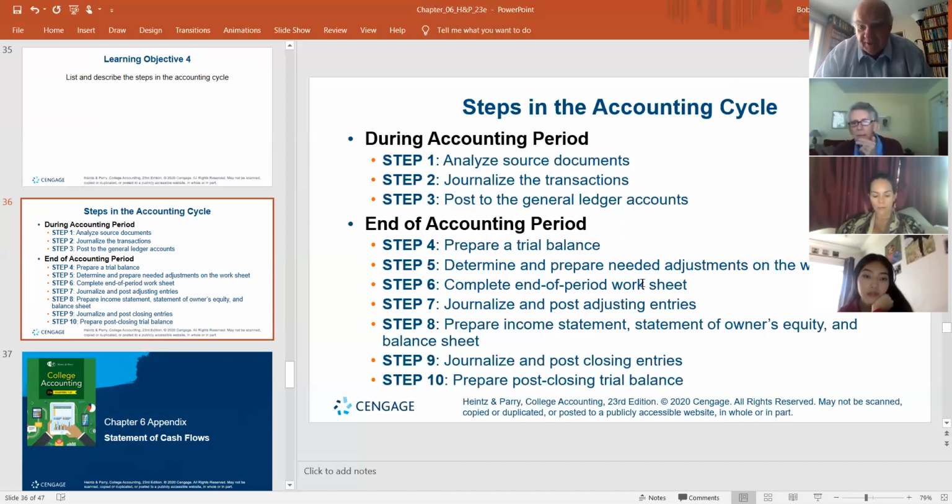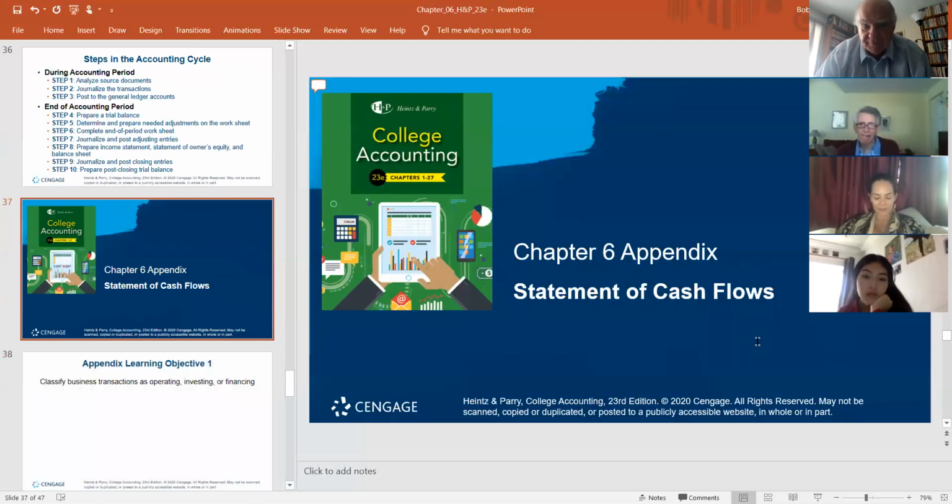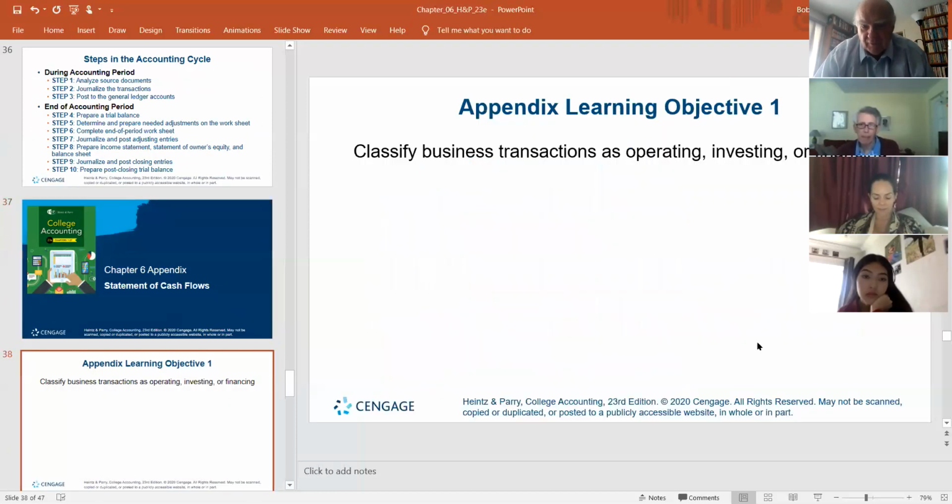So you prepare those entries, and you get a new, revised, adjusted trial balance, and now you're ready to finish your worksheet. And after that, you journalize your posting entries. You post your adjusting journal entries. You're ready to prepare the statements. You're ready to close and do the post-closing trial balance. Statement of cash flows.